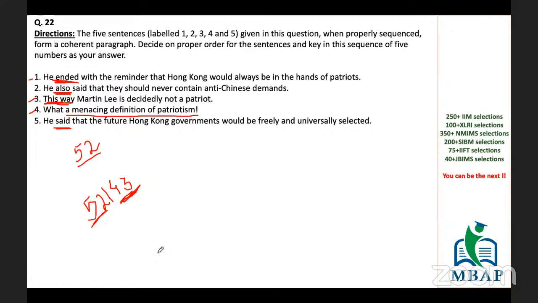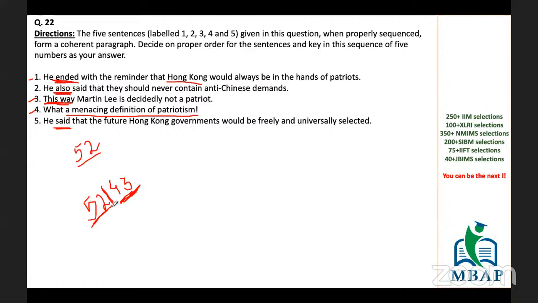What is that ended? He added something. I passed one statement, then I passed another statement, and then I ended my speech by giving a reminder that Hong Kong would always be in the hands of patriots. So that's why we are putting first here, because now it is justified with the second also, and it is also justified with first, fourth, and third coming together, and it brings continuity to fifth and second. Understood, Nivedita? Please reply so that I'll know you have understood this entire passage. Okay, so I'm assuming that you got the answer.